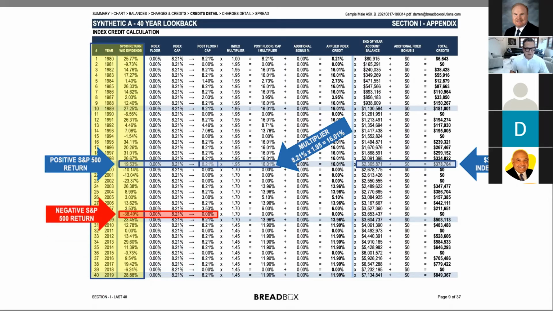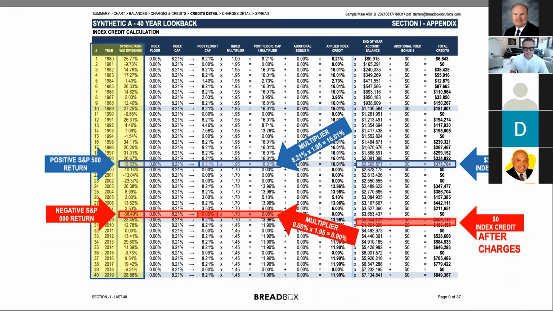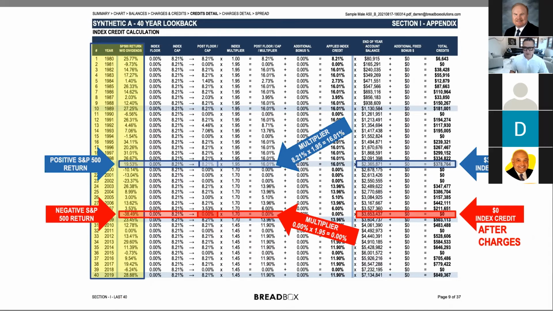In an S&P year that was negative, you would apply the floor and the cap, in this case the floor of 0. The problem is that 0 times the multiplier is still 0. And so you have 0 index credit in that year after you got hit with all those multiplier charges. Again, the question is, is it actually worth it? Well, in this particular 40-year look back, we found that mathematically speaking, it was, because the multiplier bonuses were double what the multiplier charges were.